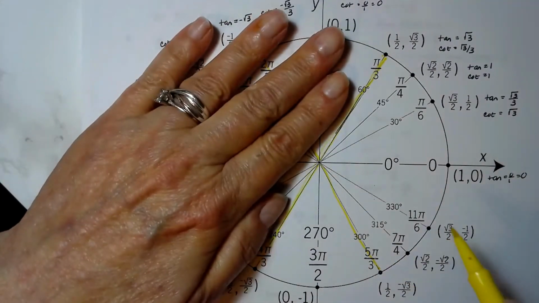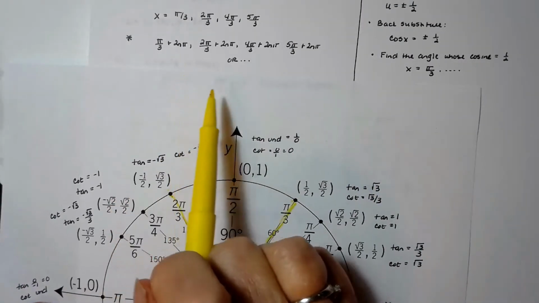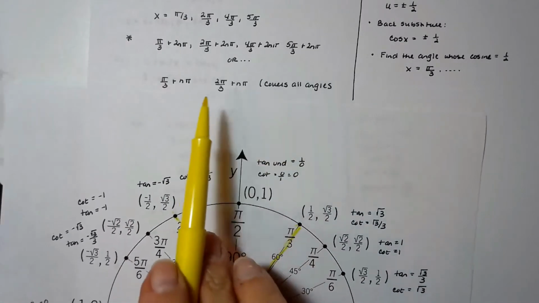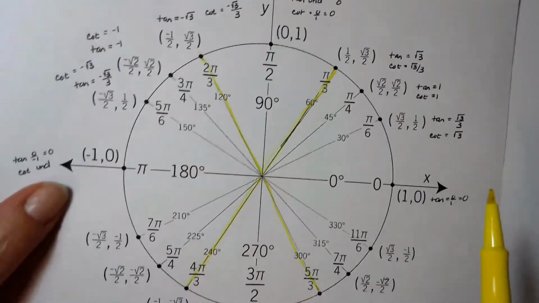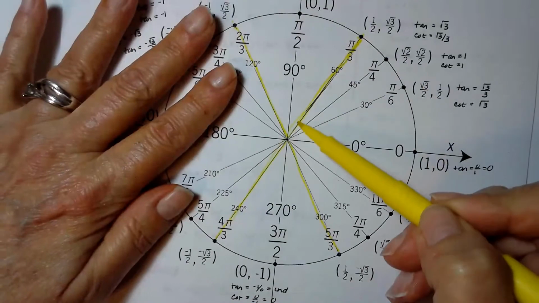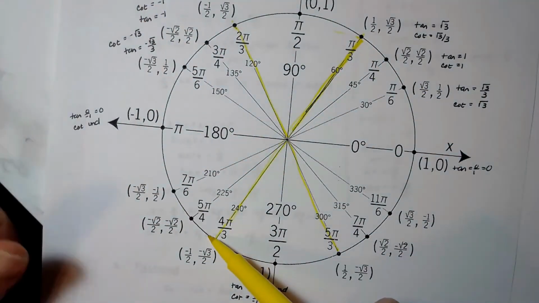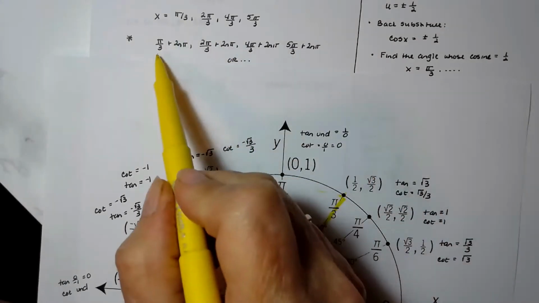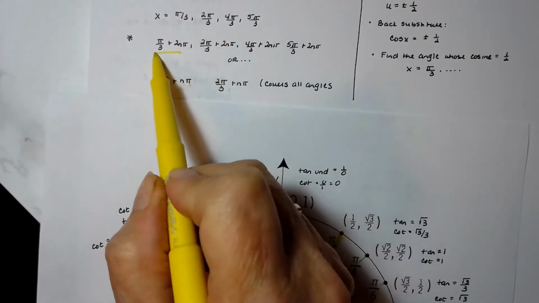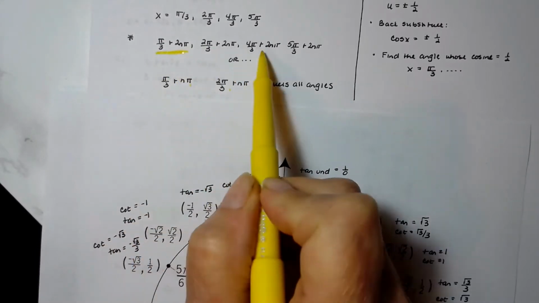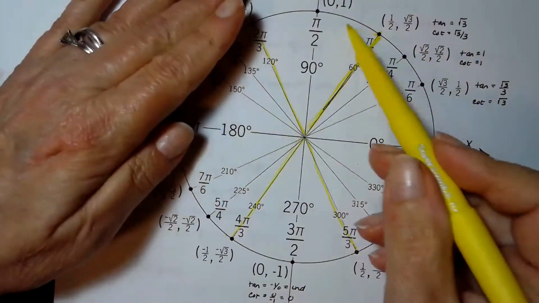So what I want you to think of is this: you can write all of these solutions here if you want to, or sometimes you might see it like this, pi over 3 plus n pi. Why? Because if I have pi over 3 here and I add 1 pi to it, I end up at 4 pi over 3. So pi over 3 plus n pi is covering this angle and this angle every time I go around, okay? If I add 1 pi, I end up here.